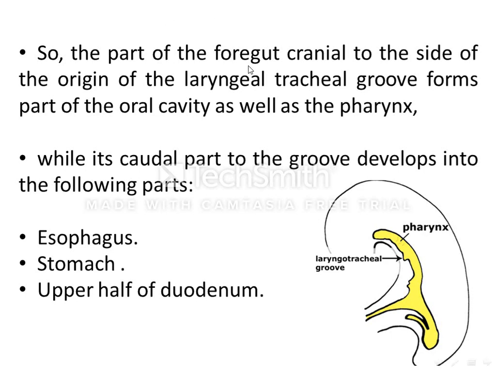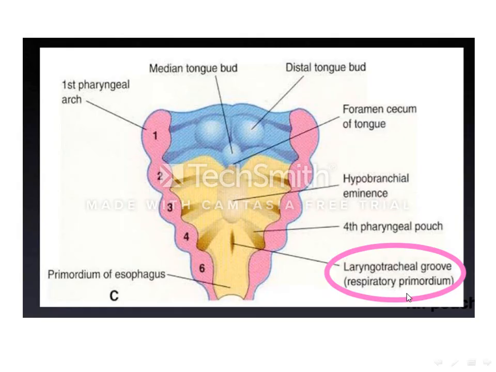The part of the foregut cranial to the site of origin of the laryngotracheal groove forms part of the oral cavity and the pharynx, while that caudal to the laryngotracheal groove forms the esophagus, the stomach, and the upper half of the duodenum. This figure illustrates the region of the laryngotracheal groove, which is the landmark for embryological development of the foregut.